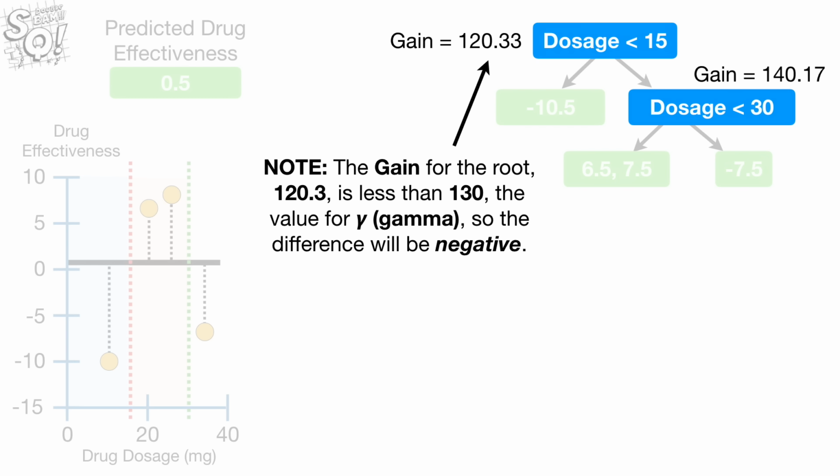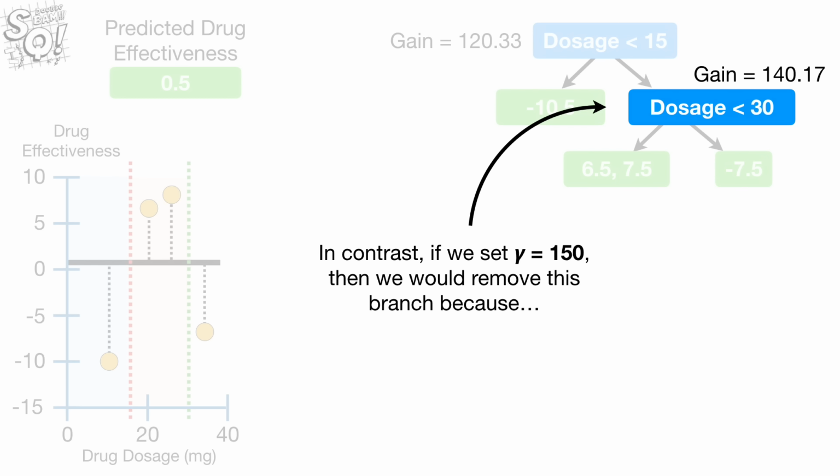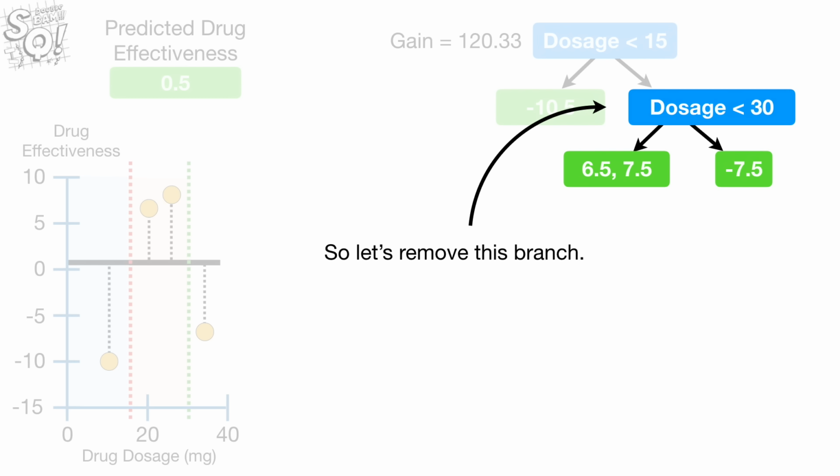Note, the gain for the root, 120.3, is less than 130, the value for gamma, so the difference will be negative. However, because we did not remove the first branch, we will not remove the root. In contrast, if we set gamma equal to 150, then we would remove this branch because 140.17 minus 150 equals a negative number. So let's remove this branch.